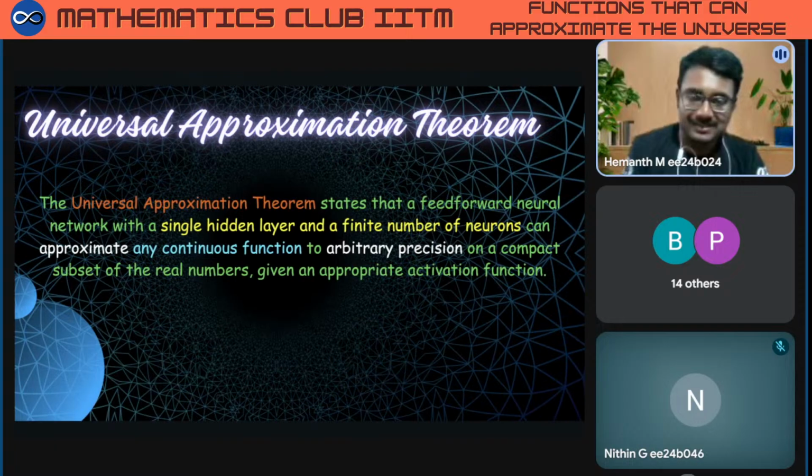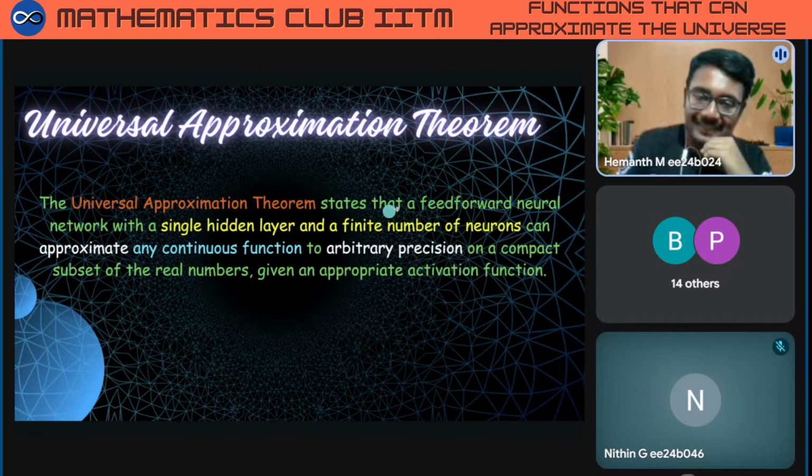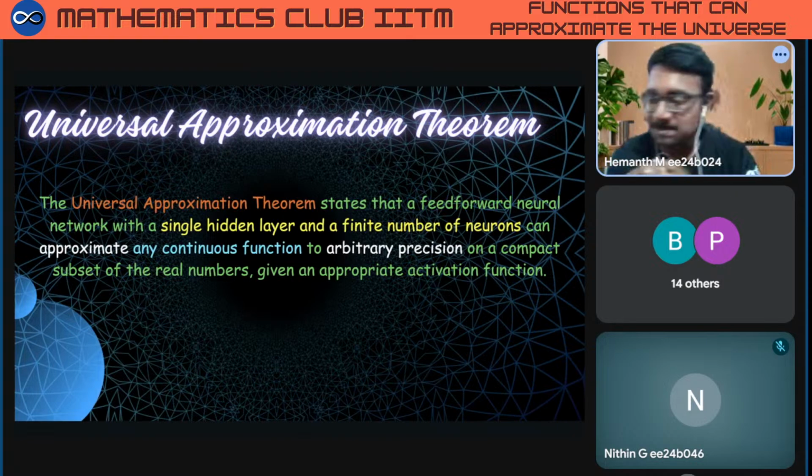So this theorem states that even if you have just one hidden layer and some finite number of neurons, you can approximate any continuous function to arbitrary precision on a compact subset of real numbers, given an arbitrary, appropriate activation function. So the main idea is that a single hidden layer is more than sufficient to learn this. But this is theoretically possible, is what this theorem proved. This was the heart of why neural networks could do so well.